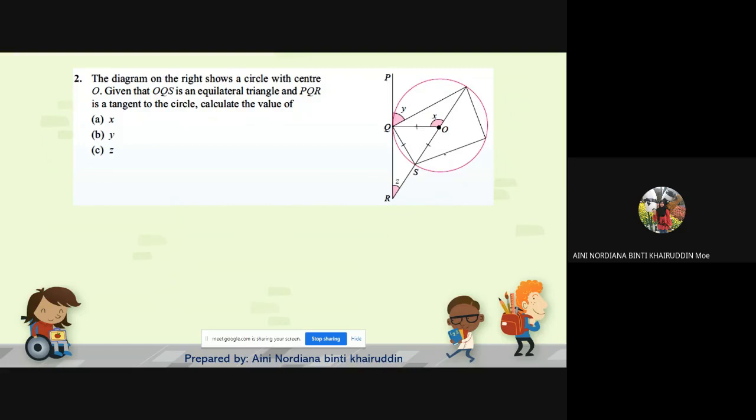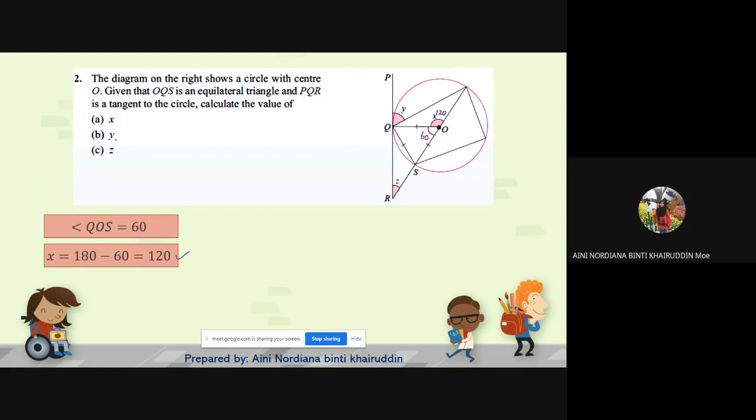So since this is an isosceles triangle, you should know that the angle here is 90 degrees. Okay, you have to remember this. For an equilateral triangle, all of the interior angles are the same, which is 180 divided by 3, is 60. So to get X, 180 minus 60, so 120. So X is 120.